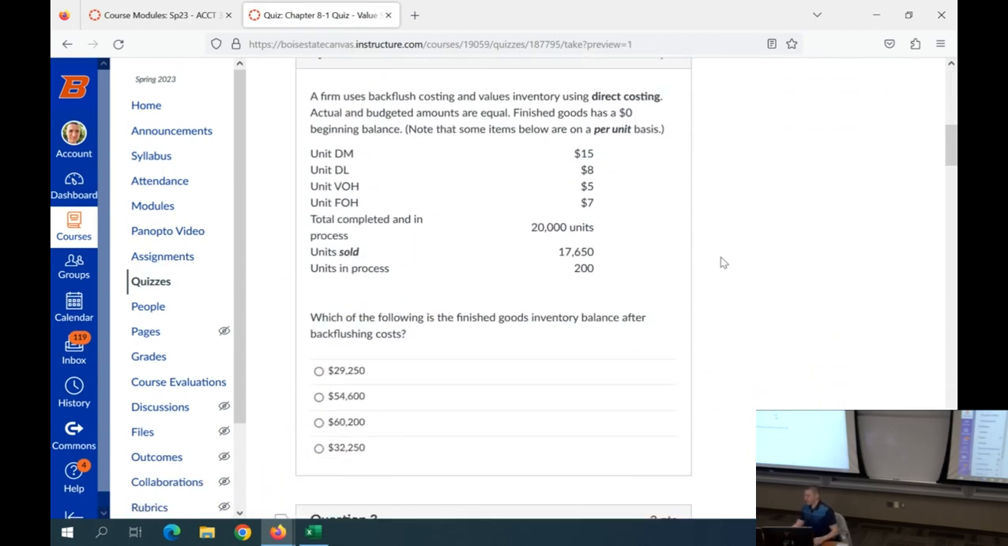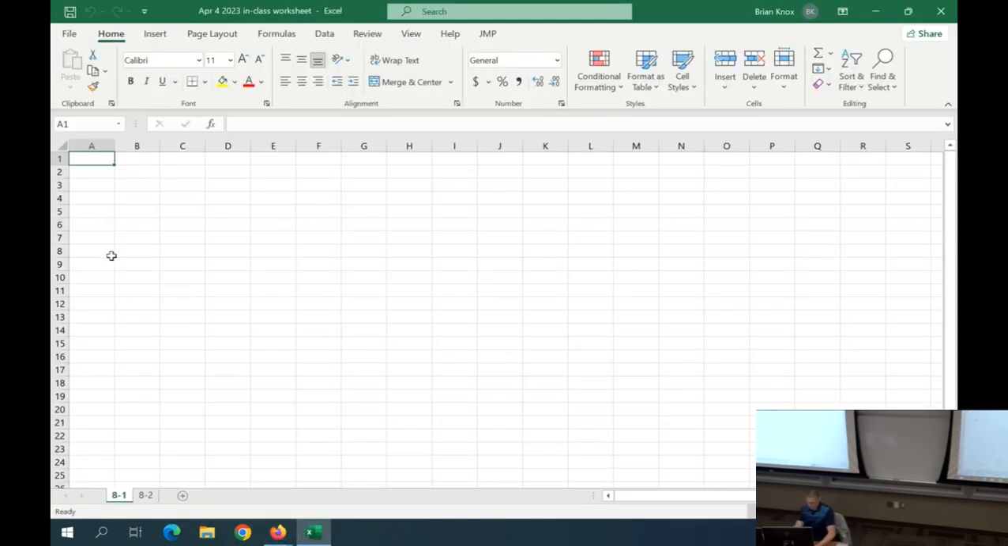All right, so let's look at this kind of question right here. This is asking for the finished goods inventory balance after backflushing costs. It has a zero balance, so all of this literally is asking is for the actual line in the backflush entry that goes to finished goods. So let's look at this FG entry after backflush.